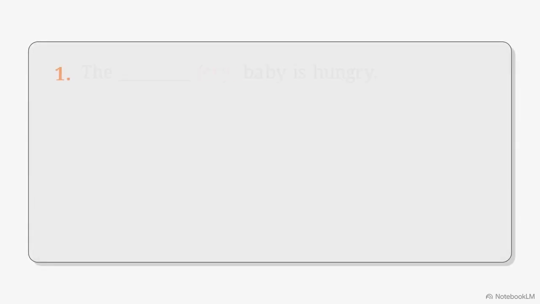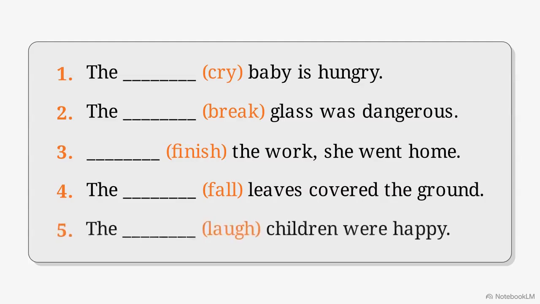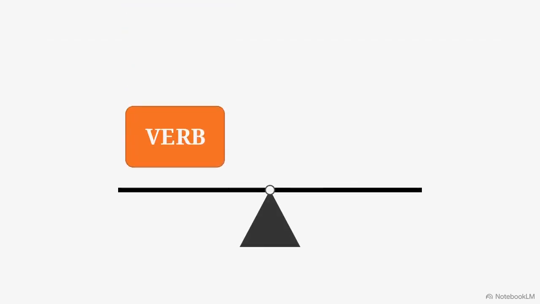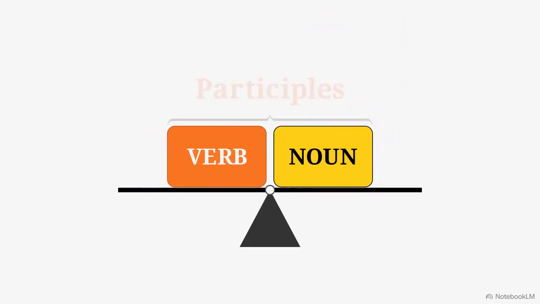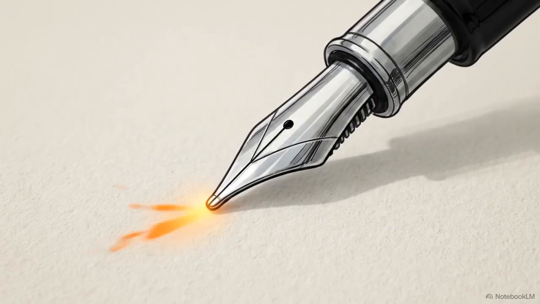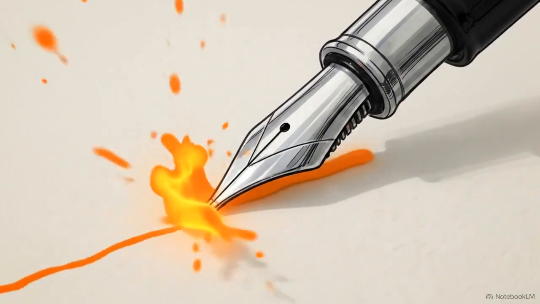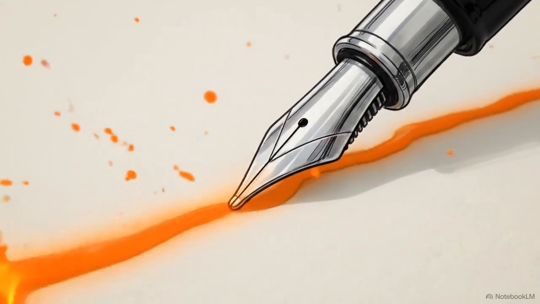We are going to lock in exactly how these work by completely filling out this 5-question sentence transformation worksheet. As long as you know the difference between a basic verb and a noun, you can master this. By the time you reach the end of this exercise, you will have a permanent tool for faster, sharper writing.